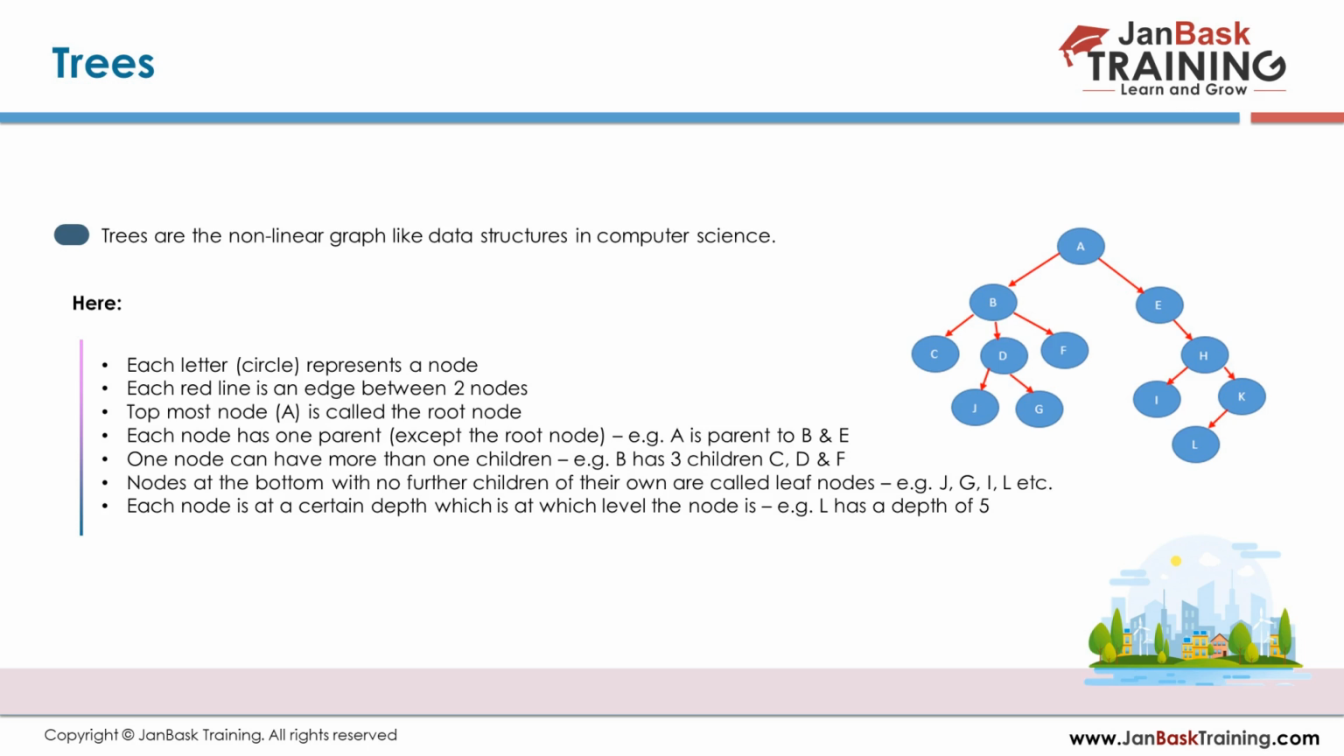And nodes at the bottom with no further children of their own are called leaf nodes. That means the last node is called the leaf node. One is the root node, then the child nodes and the leaf nodes. The objective of the decision tree is to get to the leaf node.